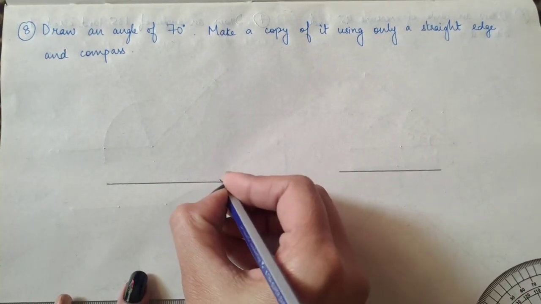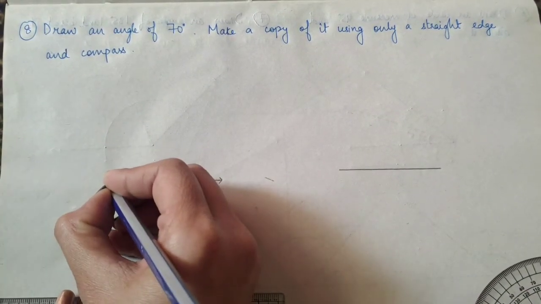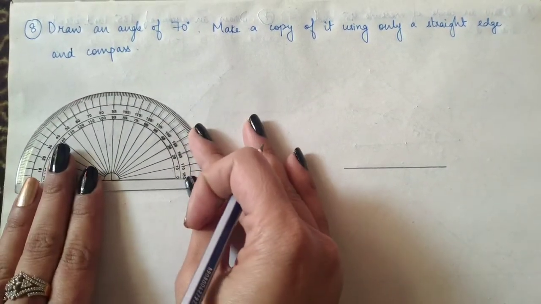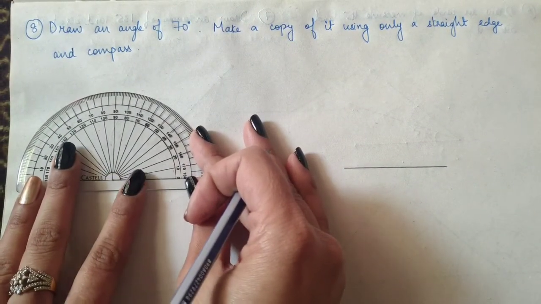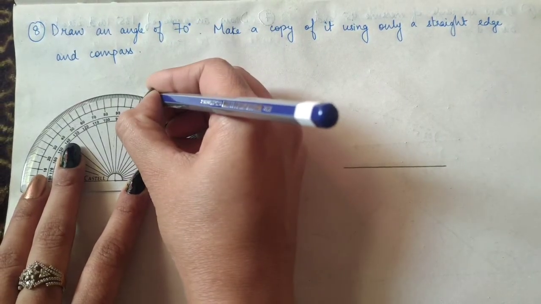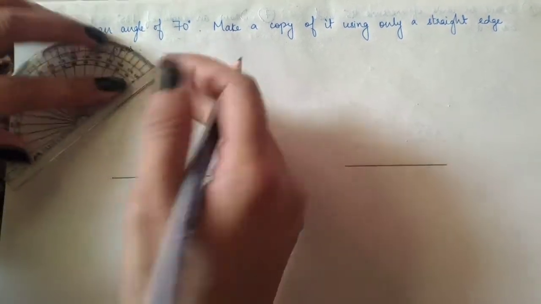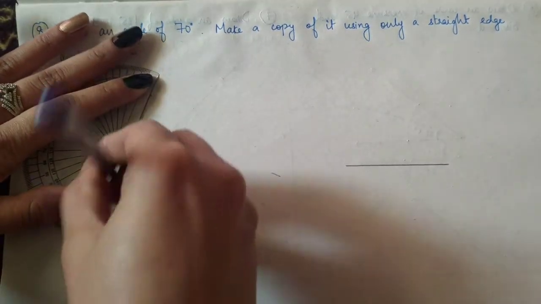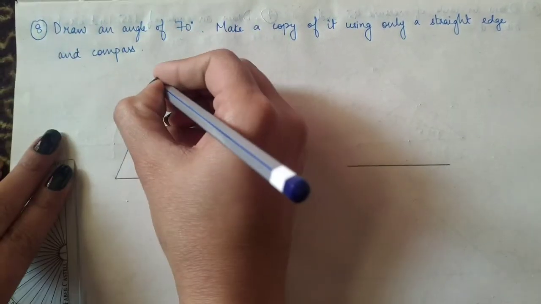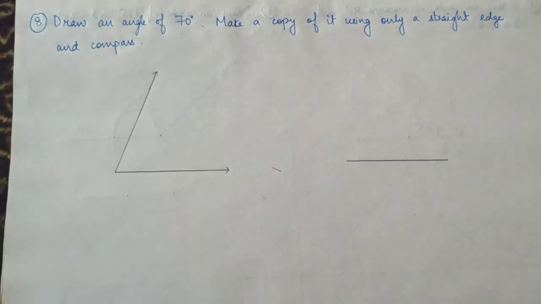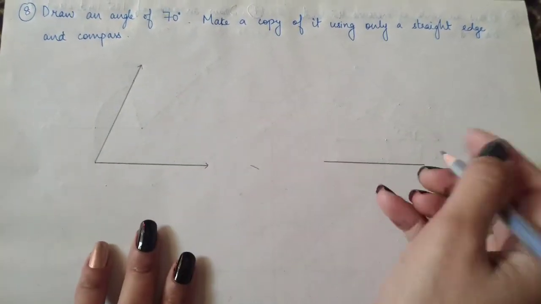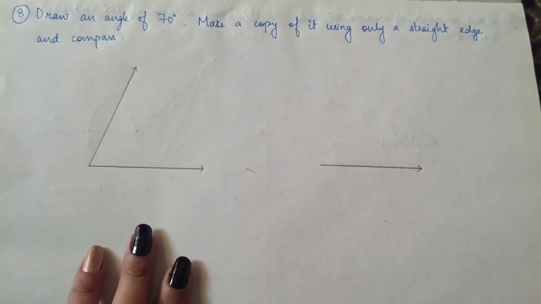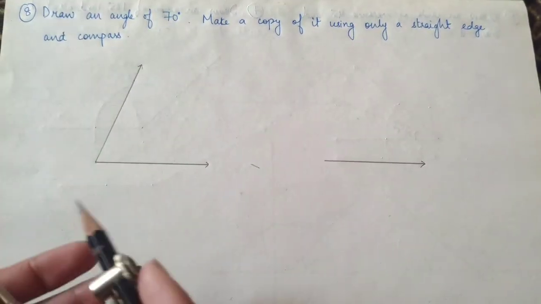Okay, so that's the vertex, and using the protractor I'll draw 70 degrees carefully. So that's here my 70 degrees. So I'll join these two points. Okay, so that's my 70 degrees. And I have this straight edge given and I have to use the compass only. So listen to the steps carefully.